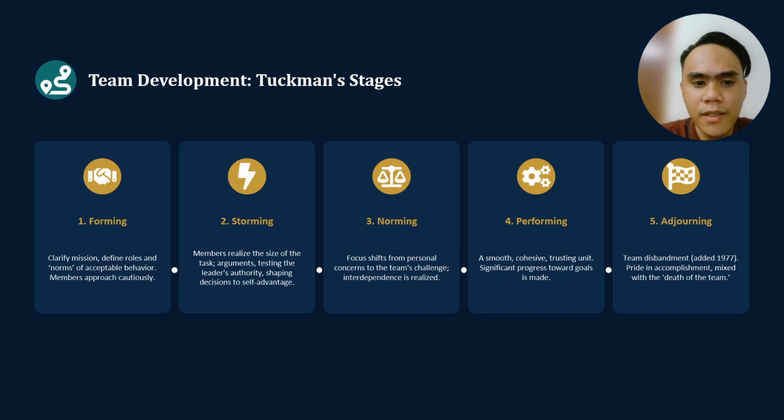And finally, stage five is adjourning, which was added to the original 1977 model by Tuckman and Jensen. This represents team disbandment. Team members often feel genuine happiness at the team's accomplishment, but there's also frequently a real sense of sadness. The chapter also phrases this as the death of the team.